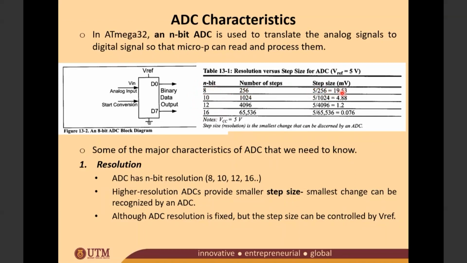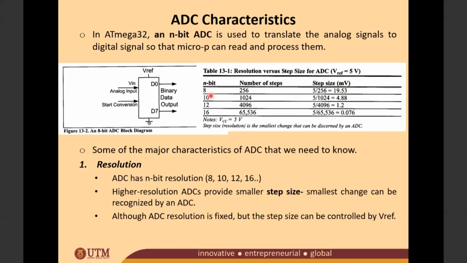So that means for every increase of the number of steps, from 0 to 256, for example from 0 to 1, the size is 19.53, and this is in millivolt. Why millivolt? Because the VREF is 5 volt. So every step increase is about 19.53 millivolt. If you total them up, 19.53 multiplied by 256, you will get 5 volt. Okay, so this is for the 8-bit ADC.